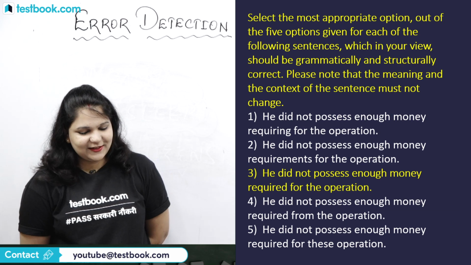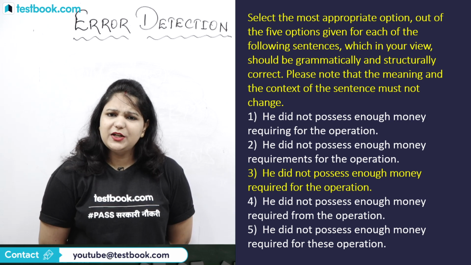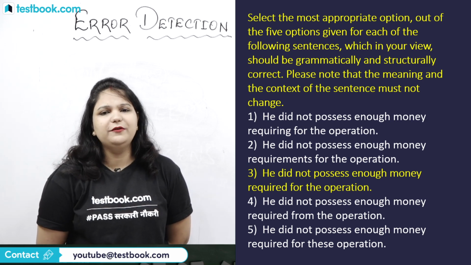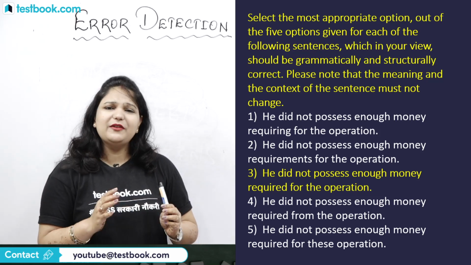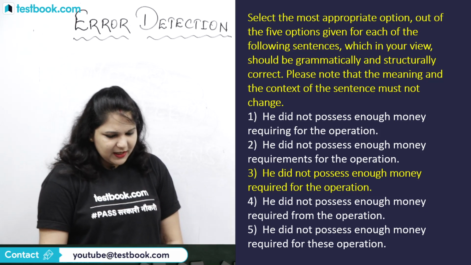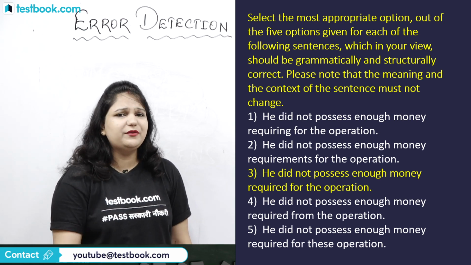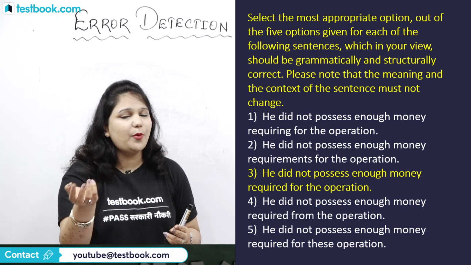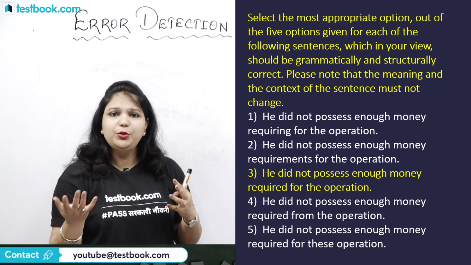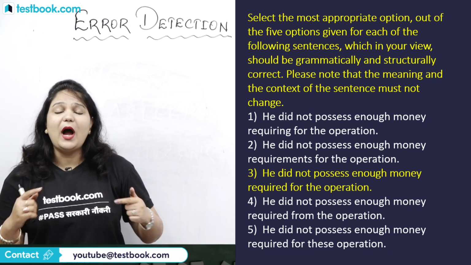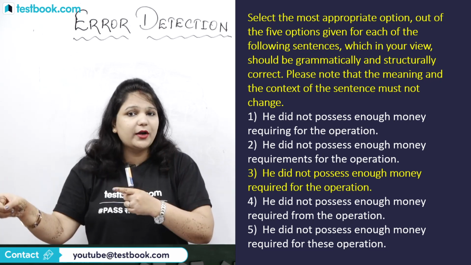So yes, we have your right answer as option number 3. He did not possess enough money required for the operation. I believe it was easy to eliminate the other options because they were very absurd. I don't think any explanation would be required for the other options, because in the fifth one it is very absurd, because these has been used and operation has been used in a singular manner, right? But these denotes what? Plural. In the fourth one, required from the operation, you will not be requiring from, rather you need it for the operation.